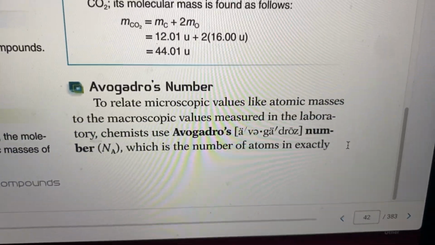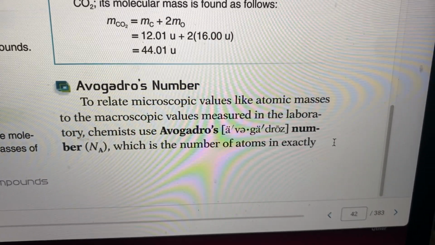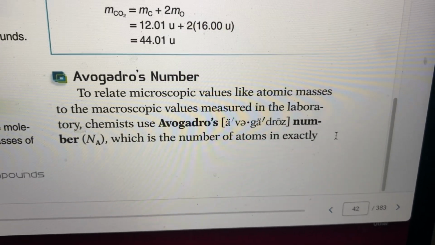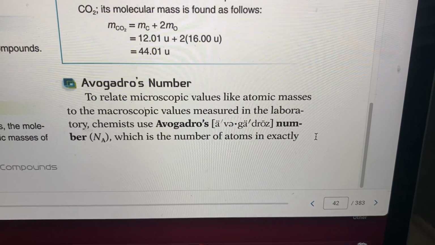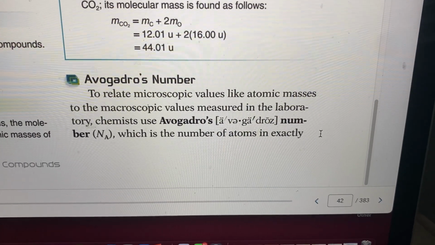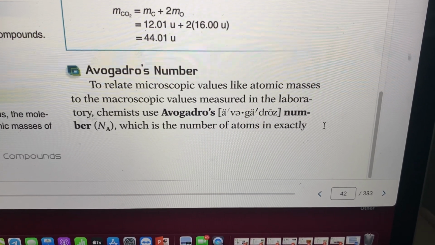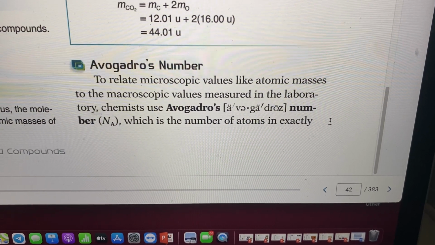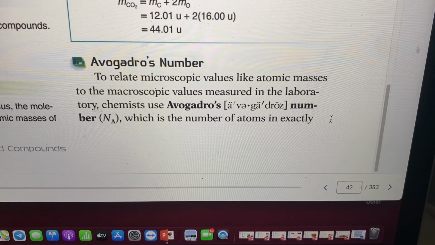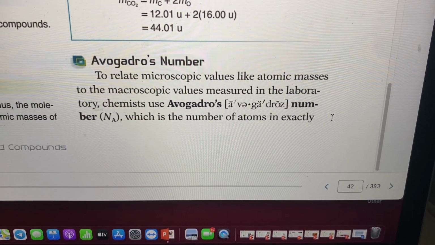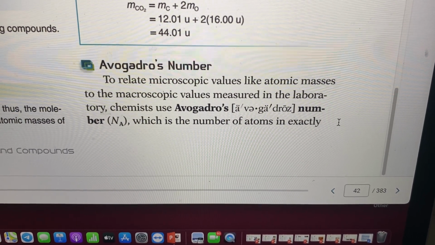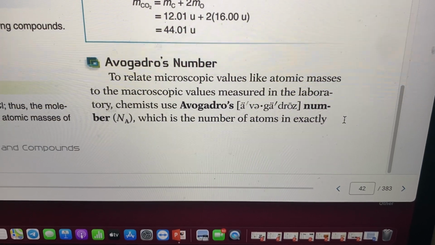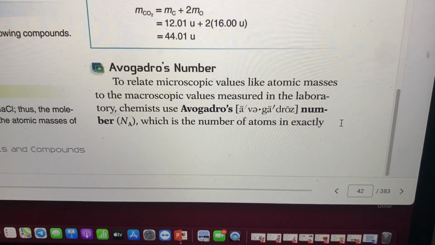So now we want to find what is Avogadro's number. Avogadro's number, what is this? Well, let's find out. To relate microscopic values like atomic masses to the macroscopic values measured in the laboratory, chemists have to use Avogadro's number, because we can't really weigh those tiny atoms, can we? So we're going to have to take a bunch of atoms and weigh them. And how do we get this number?